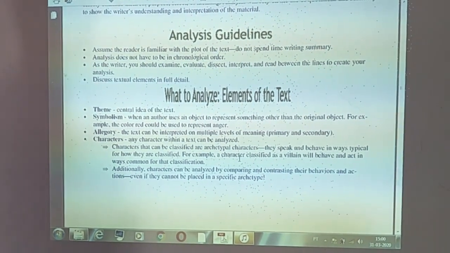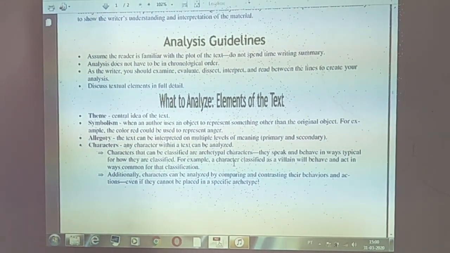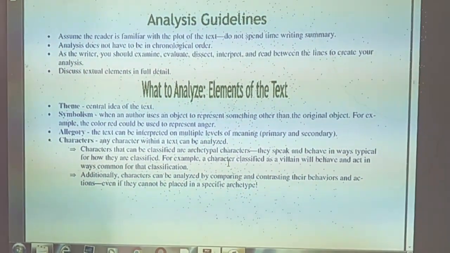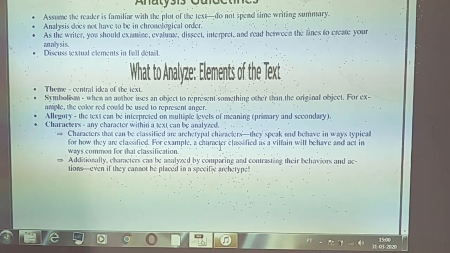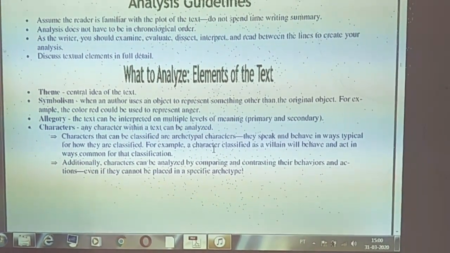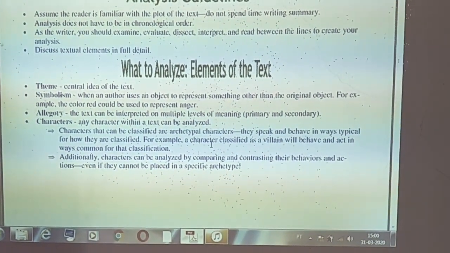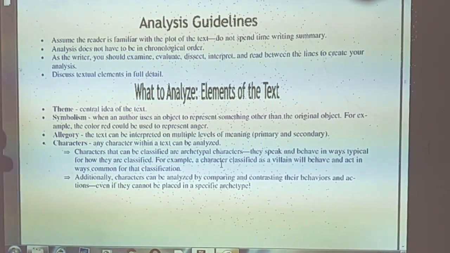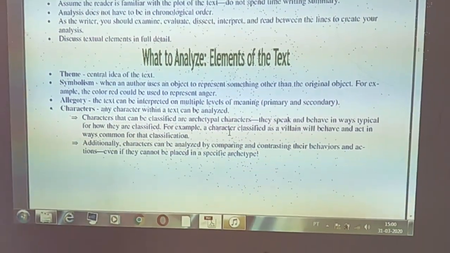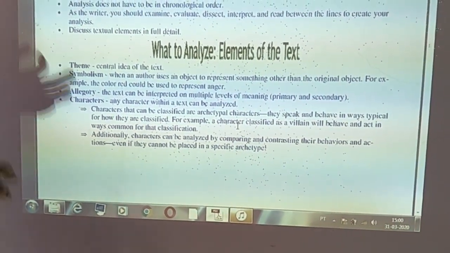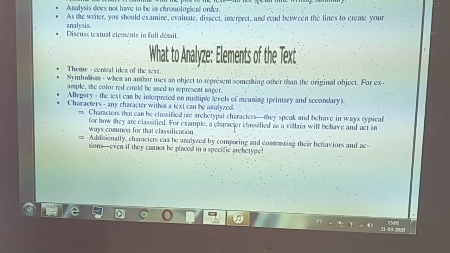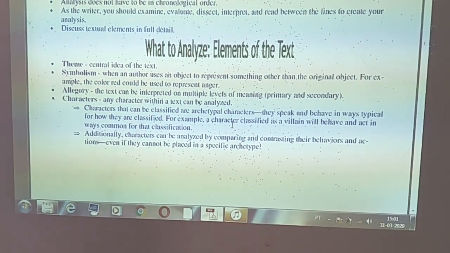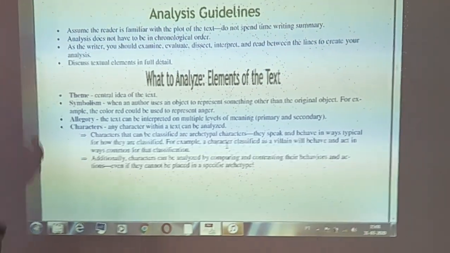Okay, next, symbolism. So when an author uses an object to represent something other than the original object, for example, the color red could be used to represent anger. So if you find symbolism, you should be mentioning what the symbolism is. Next, allegory. If there is allegory, you should also refer to allegory. Characters. Any character within a text can be analyzed, so you should be analyzing the characters.